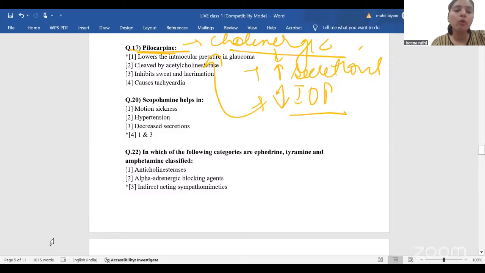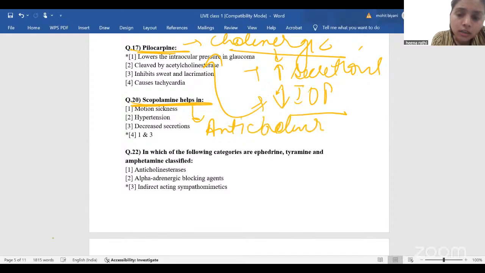Next is the scopolamine. What is scopolamine? Scopolamine is an anticholinergic drug. Another name of scopolamine is hyoscine. It is the most common drug which is used for motion sickness. Because it is an anticholinergic drug, it is going to reduce the secretions of the body. It is going to reduce the lacrimal secretion and salivation. Every secretion is going to be decreased by the scopolamine or the hyoscine.